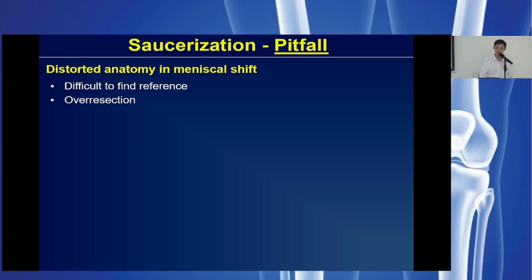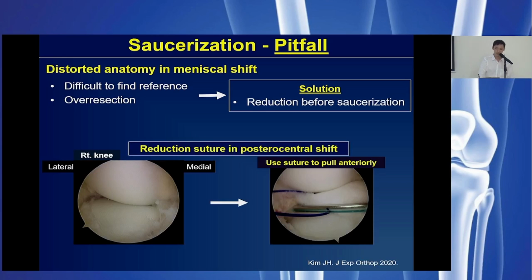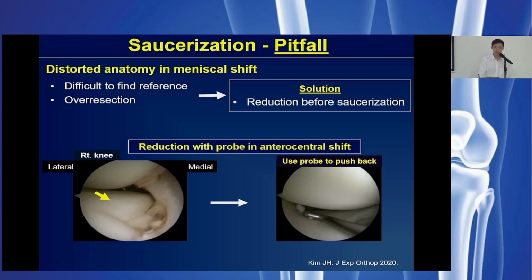The potential problem with saucerization is that sometimes there is disturbed orientation from meniscal shift, which makes it difficult to follow landmarks and can lead to over-resection. The solution is reduction first to obtain correct orientation before saucerization. For example, if the meniscus shifts posteriorly, the reduction can be done by pulling the meniscus anteriorly before saucerization. And if the meniscus shifts anteriorly, the reduction can be done by using a probe to push the meniscus back posteriorly before saucerization.